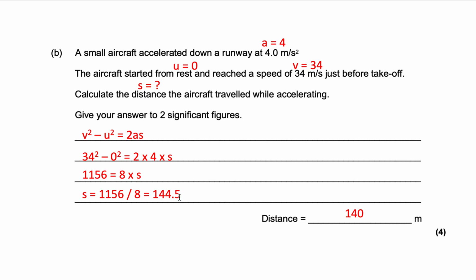So that is the distance, but the thing we mustn't forget is it says give your answer to 2 significant figures. So this is 4 significant figures at the moment, so we need to round it to 2. 4.5 is less than 5, so we're rounding it down, and we come up with 140 metres as our correct answer to 2 significant figures.